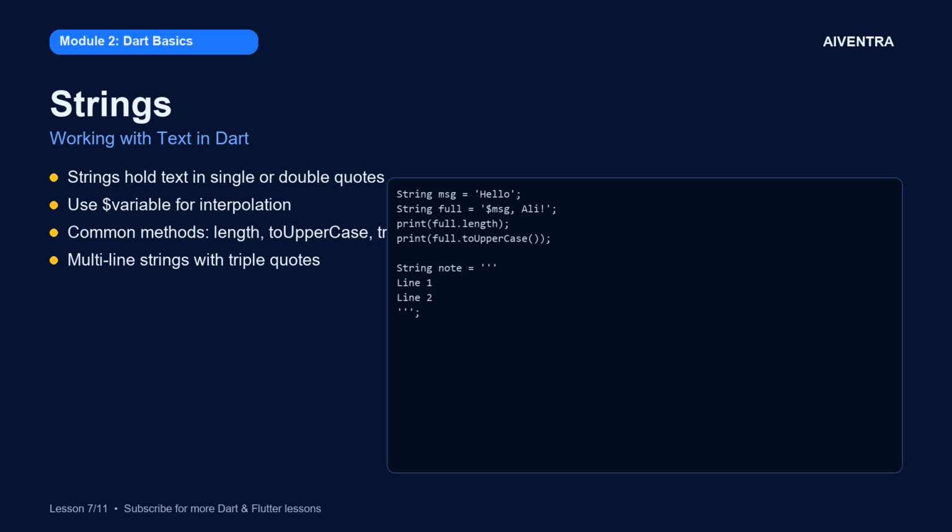Keep a notebook of short code snippets from each lesson. Review those snippets for 5 minutes daily. Small daily review beats long sessions once a week.